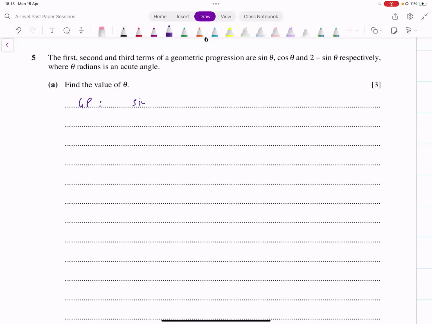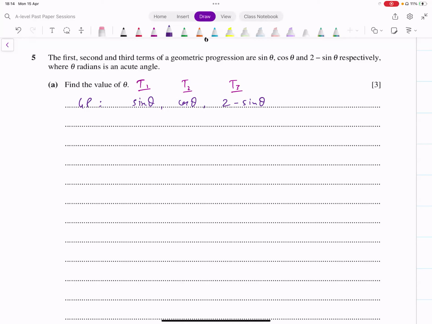The first term is sine theta, and then the next is cos theta, and then the next is 2 minus sine theta. These are 3 terms that we have for this GP. Theta is the angle in radians. We need to find the value of theta. Now, what do we know about a GP? A GP has the ratio between its terms constant. The ratio between terms in a GP is constant.